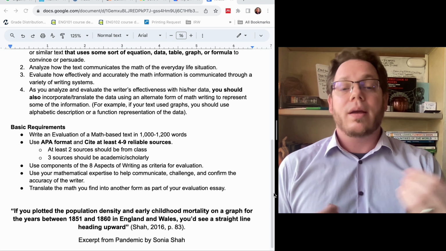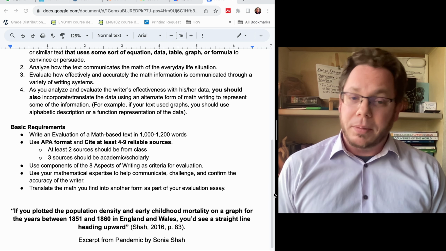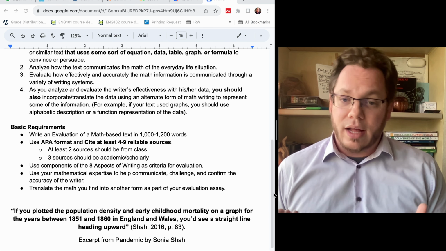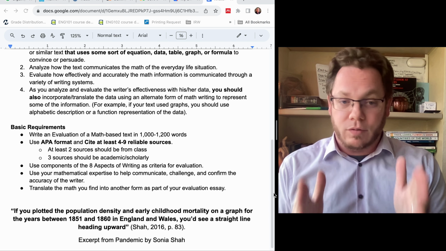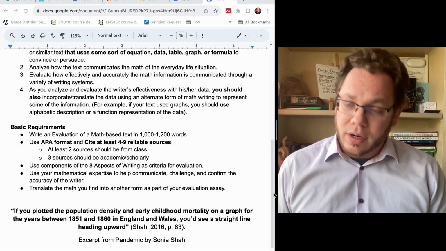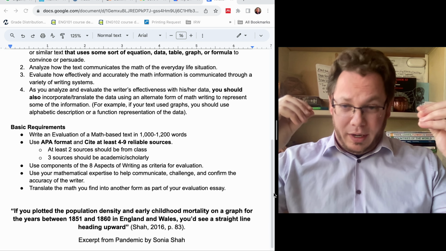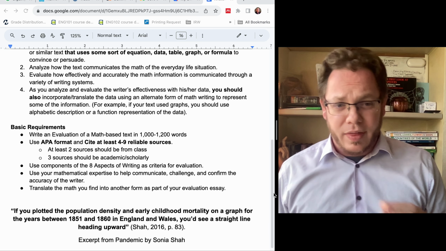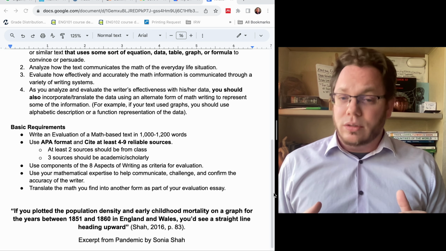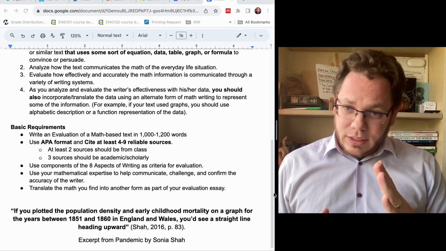But they described the graph. If you plotted the population density, how many people are in an area, and early childhood mortality on a graph for the years between 1851 and 1860 in England and Wales, you'd see a straight line heading upward. And we want to think, what does that language make us picture? That as population density increases, early childhood mortality also increases, right?